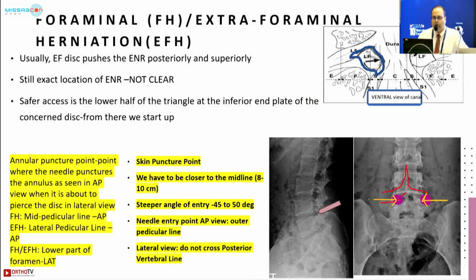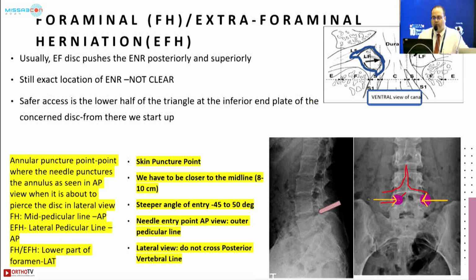Now this is about foraminal and extraforaminal disc herniation and how we should change our entry points based upon this. If it is foraminal or extraforaminal, in both these situations, the most important nerve which is at fault or at compression is the exiting nerve root. The problem is it is very difficult to visualize the exiting nerve root from the MRI and very difficult to make an idea where it is exactly.